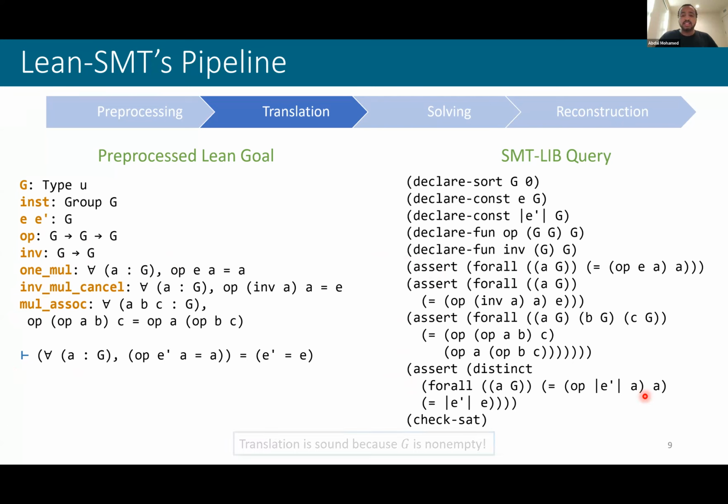One thing to note about this translation, though, is that it's not always going to be sound. And we'll get back to this issue later. The main problem here is the fact that Lean's logic is not exactly the same as SMT logics. In SMT-LIB, any sort is known to be non-empty, whereas in Lean, we have to make that assumption first. In this example, this does not matter because G is in fact non-empty, because it's a group and every group has at least an identity element.